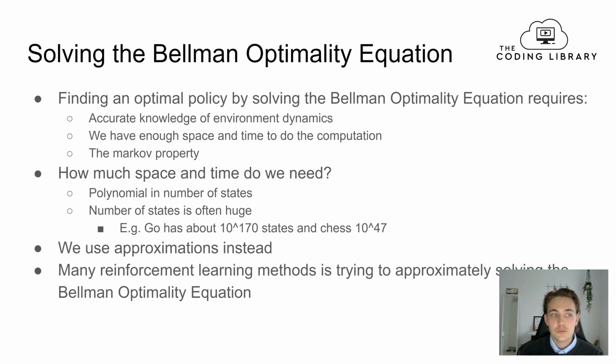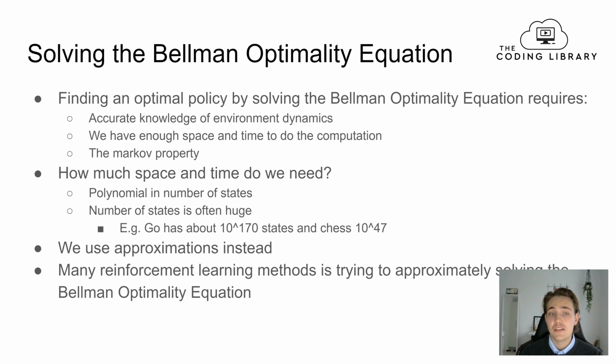So ultimately, we're trying to solve this Bellman optimality equation when we're dealing with it in reinforcement learning. When we're trying to solve this Bellman equation, we're finding an optimal policy by solving this equation, and it requires some different things, for example, accurate knowledge of the environment dynamics. So we need to know the environment dynamics very accurately to be able to solve our Bellman optimality equation, and also to find the optimal policy. Because in reinforcement learning, we want to find the optimal policy.